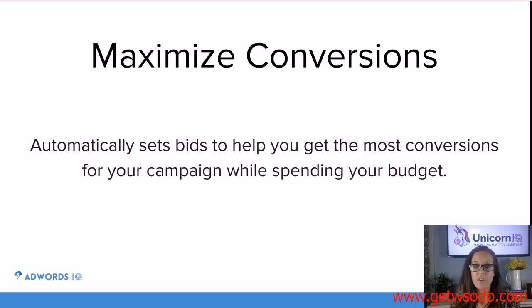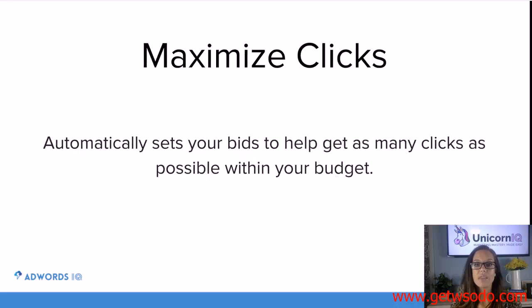So make sure you have conversion tracking set up if you're going to try this, and don't use a shared budget. You need to make sure that the campaign you're running this on has its own budget, and make sure you have quite a bit of conversion data in there for Google to be able to use this strategy. All right, and then we have maximize clicks.